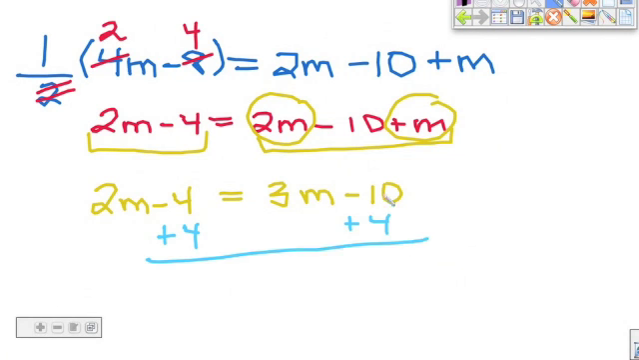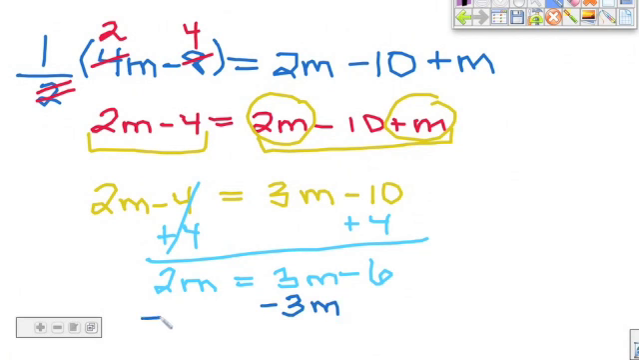Okay, and that should be a little bit more lined up there. My pen kind of got stuck. We've got 2m equals 3m. Negative 10 plus 4 is going to give me negative 6. All right, now I'm going to go ahead and move my 3m over.